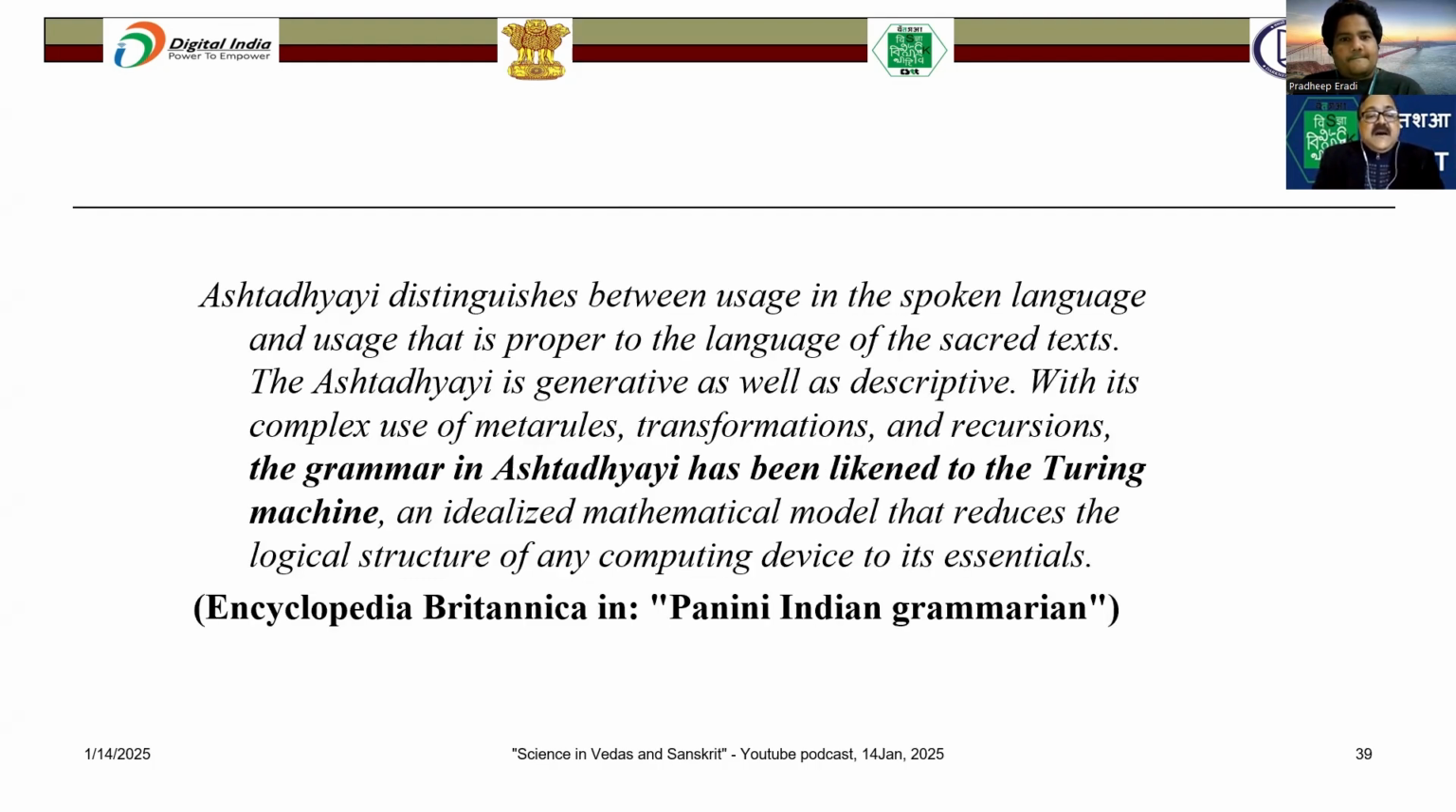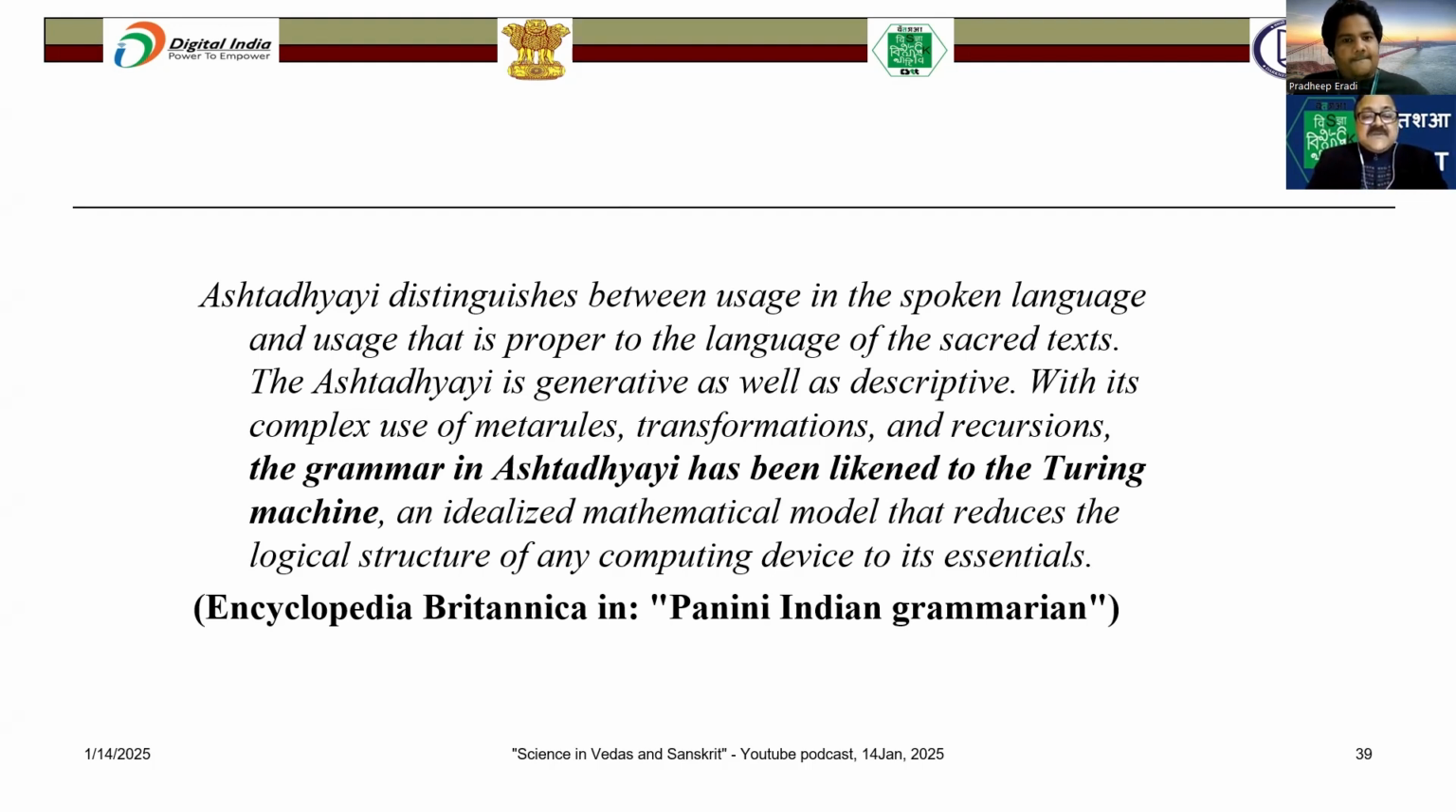Encyclopedia says Ashtadhyayi distinguishes between the usage in the spoken language, Laukiki, and the usage that is proper to the language of sacred text, Vaidiki. As I said, every language has two varieties, two registers, so to say. One which we use every day, and the other we use to write books. Ashtadhyayi is generative as well as descriptive. And we need generative systems for AI.